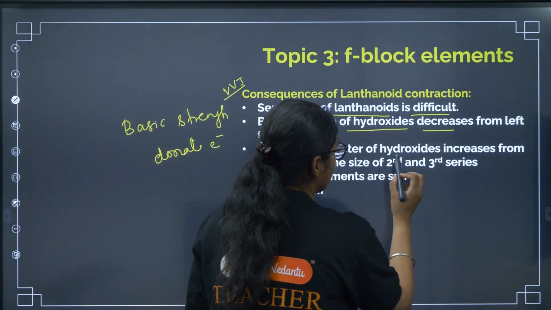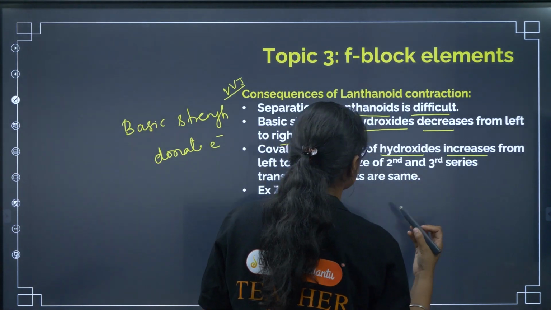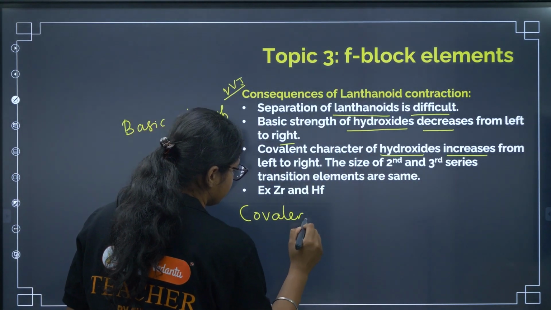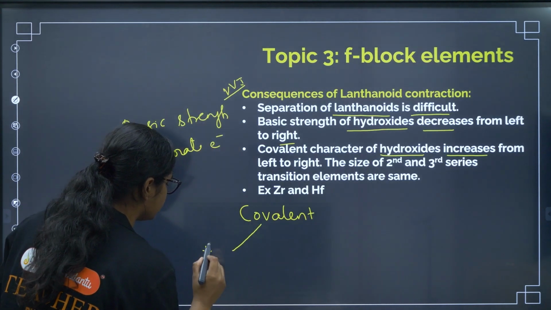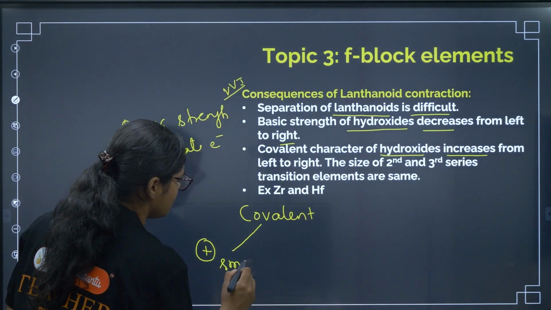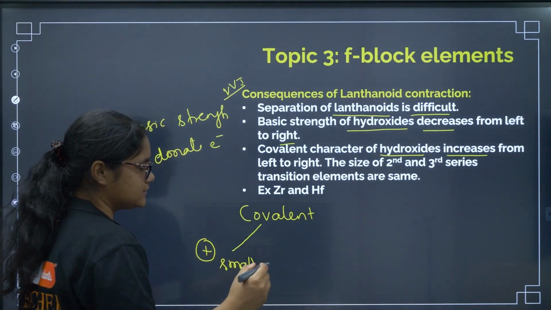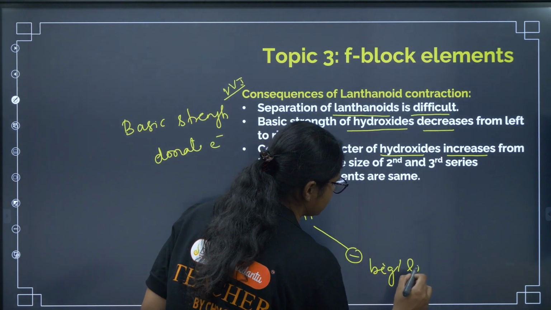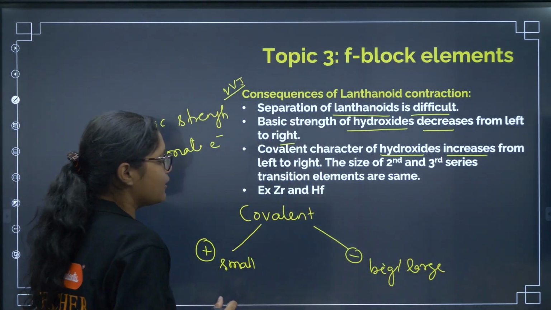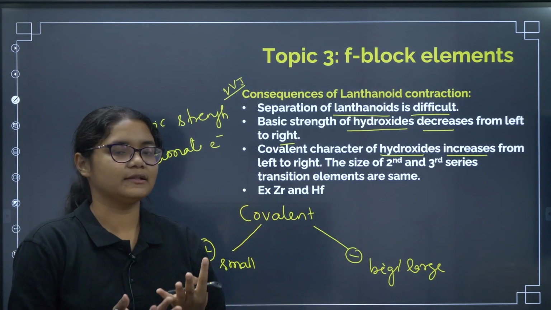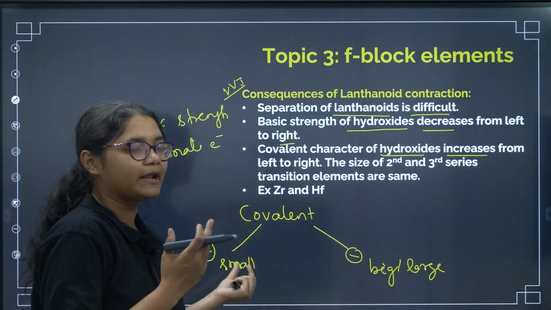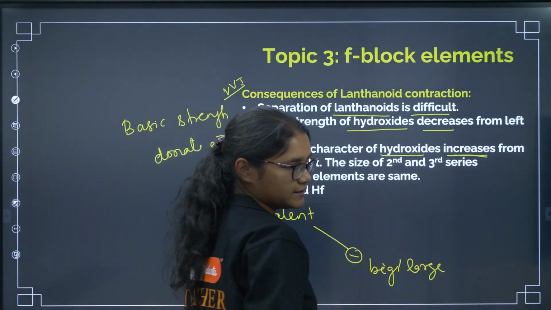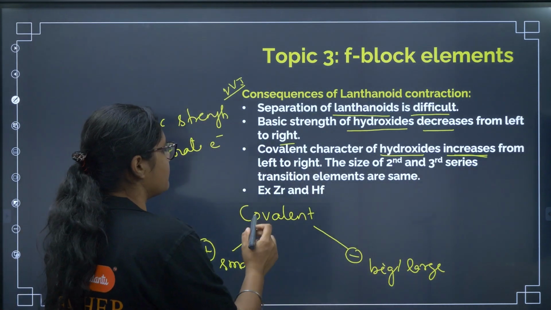Next, the covalent character of hydroxides increases. There are two factors which decide the covalent character. First, if the cation is small, then the covalent character will increase. Second, if the anion is large, then the covalent character will increase. Now as we go along a period, due to lanthanide contraction, the cation size keeps on decreasing and hence the covalent character increases.